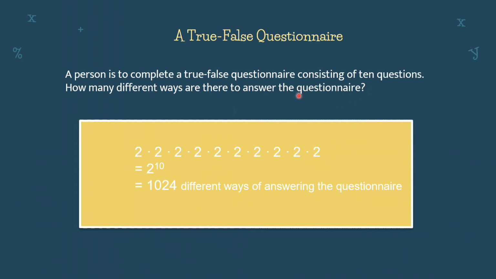Since each question can be answered in 2 ways, which is true or false, and we have 10 questions, there we have 2 times 2 times 2 times 2 times 2 times 2 times 2 times 2 times 2 times 2. Or in short, 2 raised to 10. So, ibig sabihin, 10 times nating i-multiply yung 2 in order to find the different ways of answering the questionnaire, which is 1024.